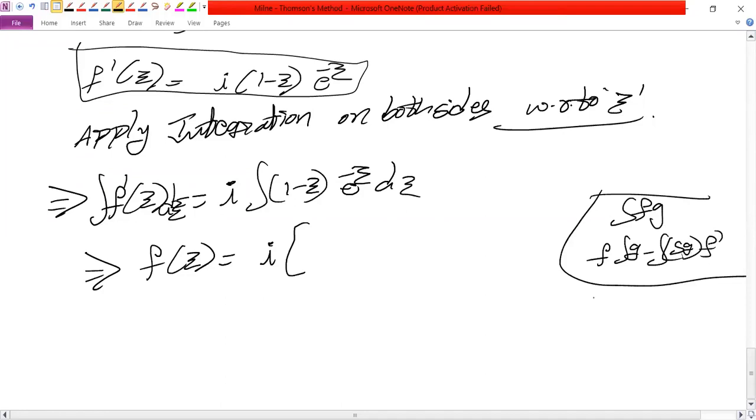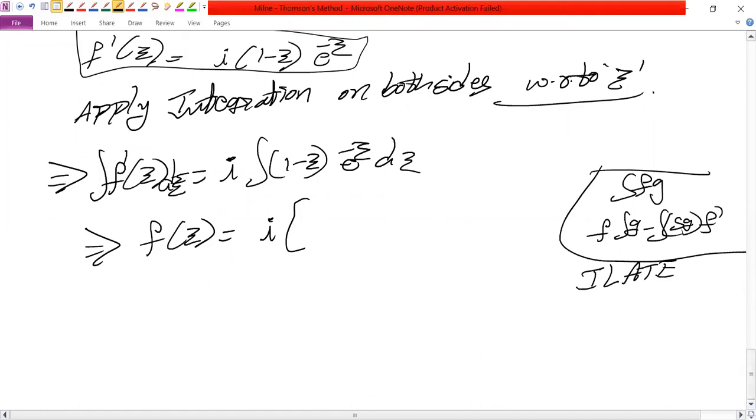So what is the f function and what is the g function we have to take? ILATE. What is the algebraic function here? 1 minus z is the algebraic function. E power minus z is the exponential function, and the exponential function comes last. So f into integration of g: f is 1 minus z, into the integration of e power minus z, which is e power minus z by minus 1, minus the integration of f dash. The differentiation of 1 minus z is minus 1, into the integration of e power minus z, which is e power minus z by minus 1.